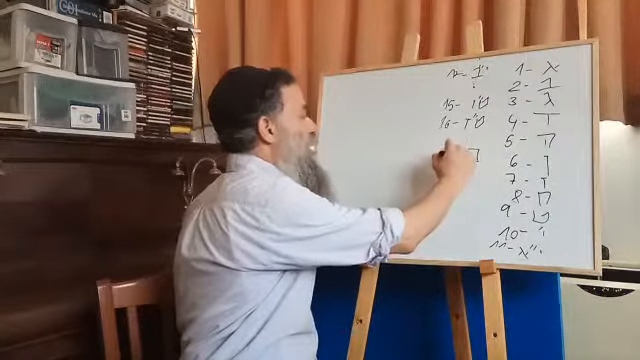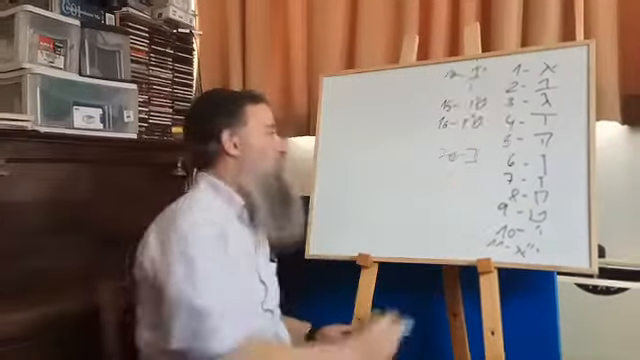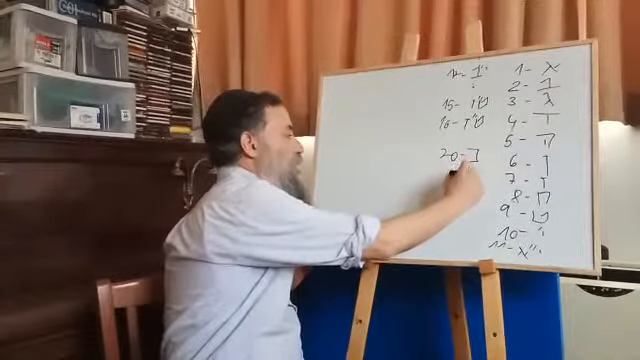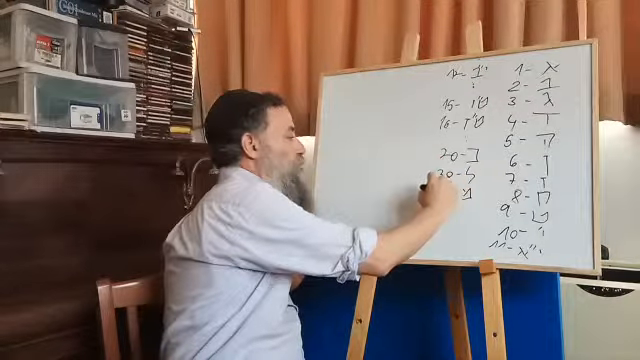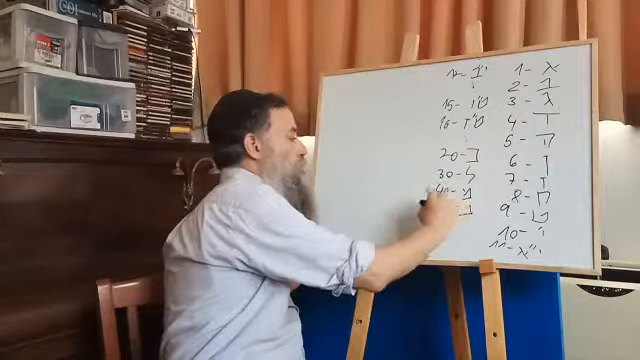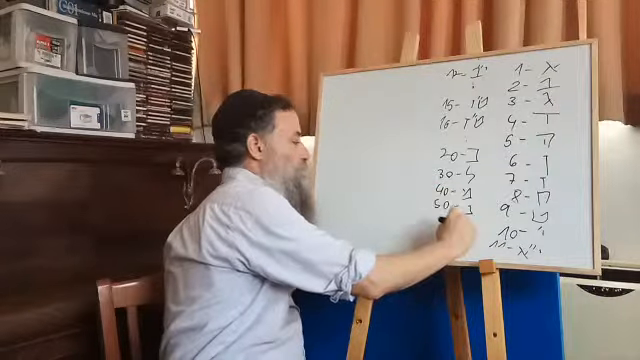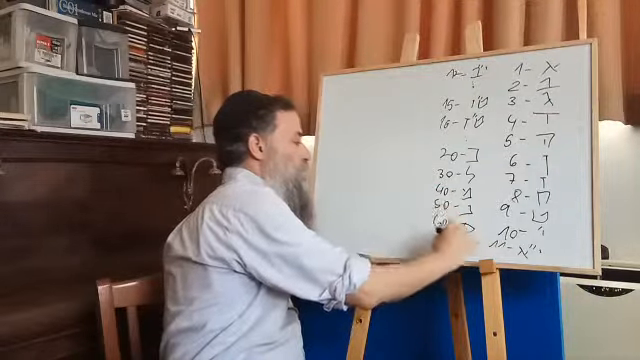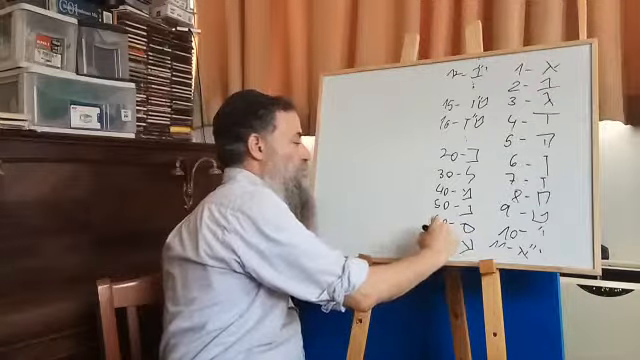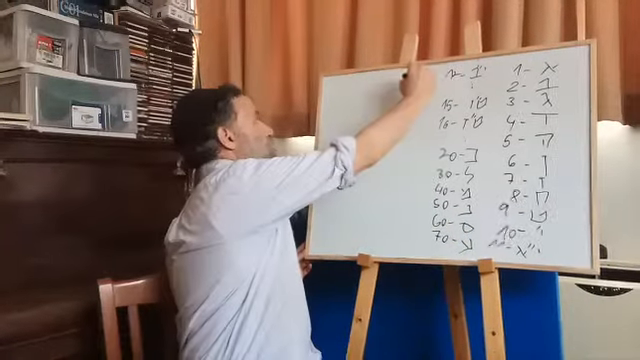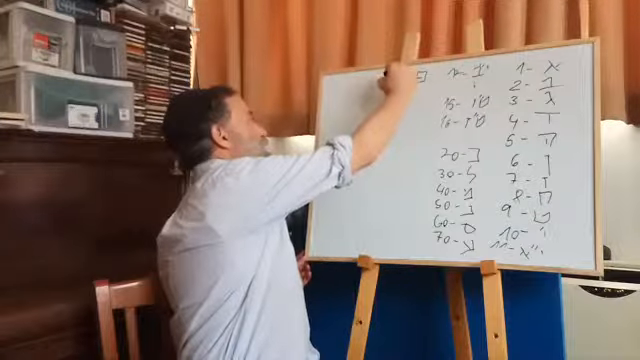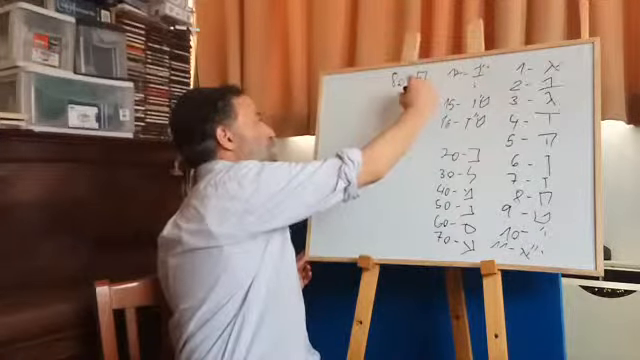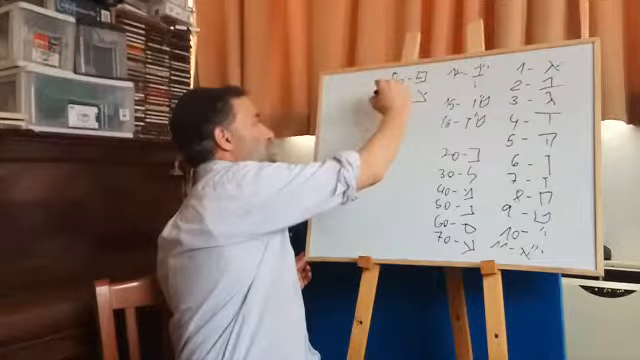Kaf is 20, and from here begin all the tens. So Kaf is 20, Lamed is 30, Mem is 40, Nun is 50, Samech is 60, Ayin is 70. See, I won't have enough board for what I want to do afterwards. We'll see. Pei is 80, and Tzadi is 90.